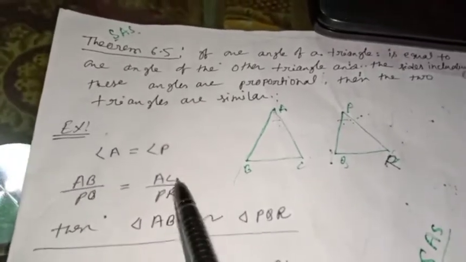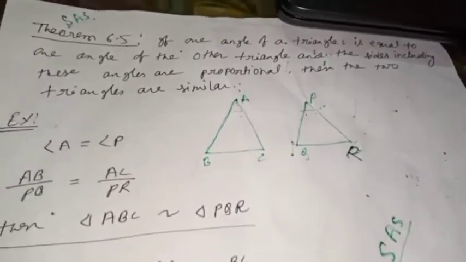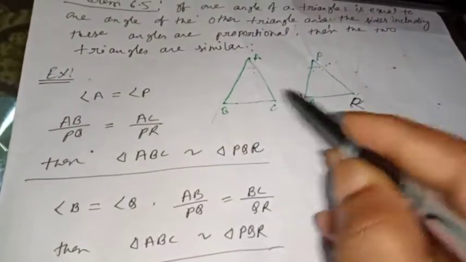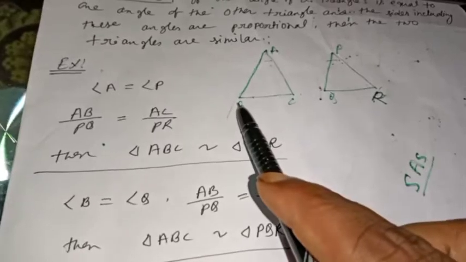If this holds in the triangles, then also you can say that these two triangles are similar. Not only angle A, angle B. Suppose you are not getting angle A and angle B, but suppose you are having angle B and angle Q. Then the sides including angle B means AB by PQ, and BC by QR.